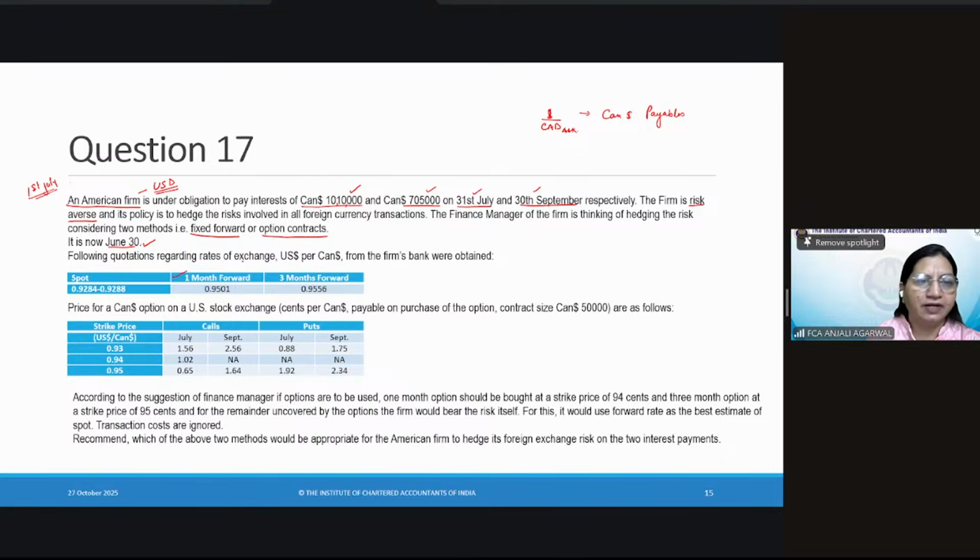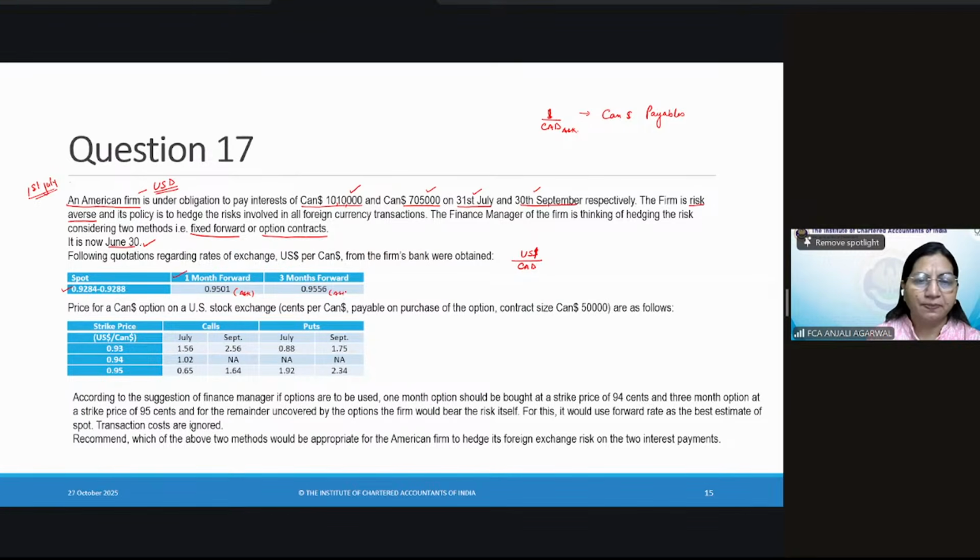Following quotations regarding rates of exchange, US dollar per Canadian dollar. So what rates are given? US dollar upon Canadian dollar. So this is what we were interested in, and that is what has been given to us. However, there is no ask or bid. So we are given just a single. Yeah, the ask and bid are given here: 0.9284, 0.9288. But for the forward contracts, the rate applicable is the ask for us.